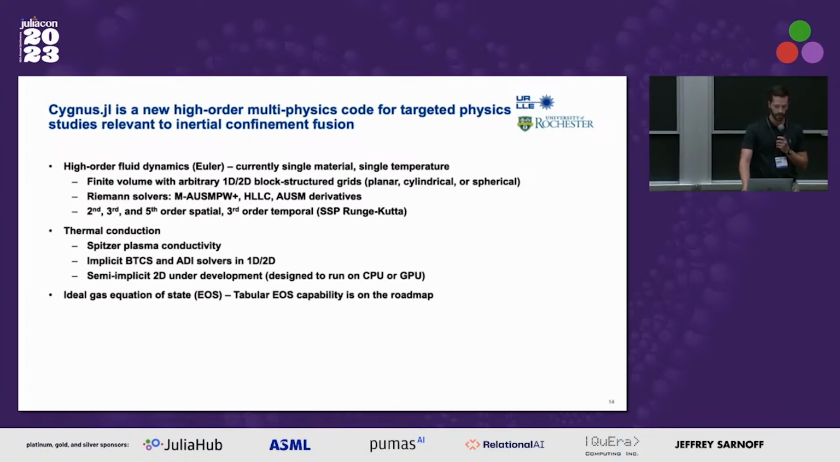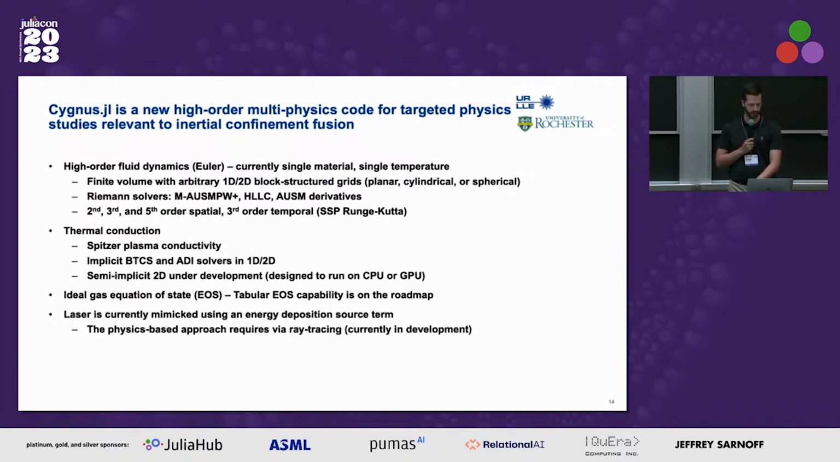So here, when you have complex materials like aluminum or plastic or gold, we need to look up from a table how this material interacts, as opposed to just using the perfect gas law. The laser is currently mimicked using an energy deposition source term. This is kind of a hack, but the way to do it precisely, according to physics, is to use ray tracing, and this is something that's currently under development.